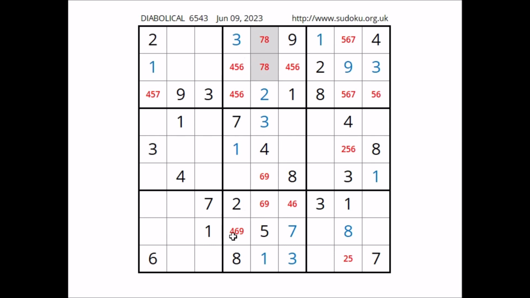Take a look at this column. 1, 2, 3, 4 numbers are missing, okay? 4, 5, 6, and 9. We have 4 here in this sector. In this place can be 5, can be 6, can be 9.